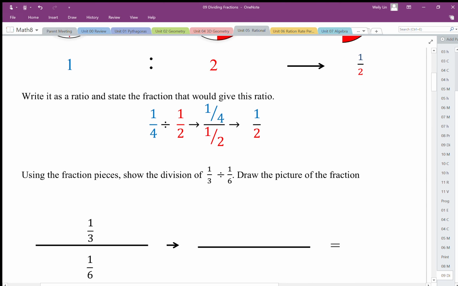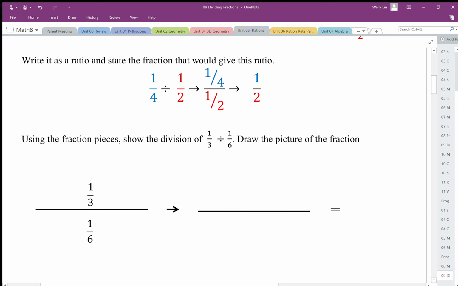So we can do the same thing here. We have a 1/3 fraction divided by 1/6 fraction. So what is 1/3 divided by 1/6? Well, we can write this as a ratio. This divide really means a ratio. We can do this as a ratio of comparison of the numerator amount to the denominator amount.